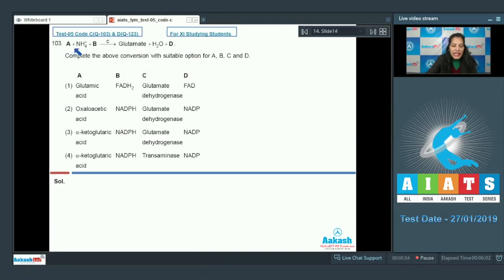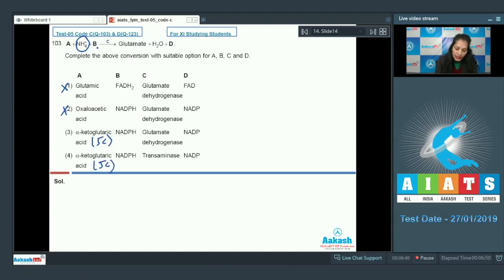Question number 103. A plus ammonium ions plus B, C, glutamate plus H2O plus D. Complete the above conversion with suitable option for A, B, C and D. This is the equation which shows the reductive amination. As in the previous question, we discussed that ammonium ions can be absorbed by the plants, but they are quite toxic. Hence, plants convert ammonium ions into some other forms very rapidly. So this ammonium ion is combined with the alpha ketoglutaric acid, which is a 5-carbon compound. So these options are ruled out as A should be alpha ketoglutaric acid.